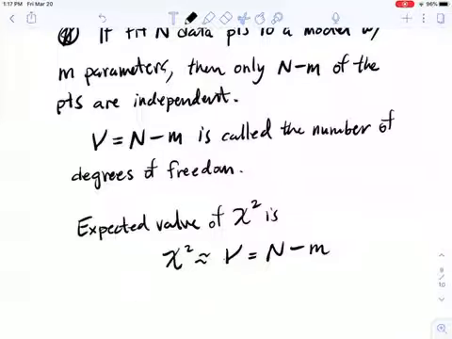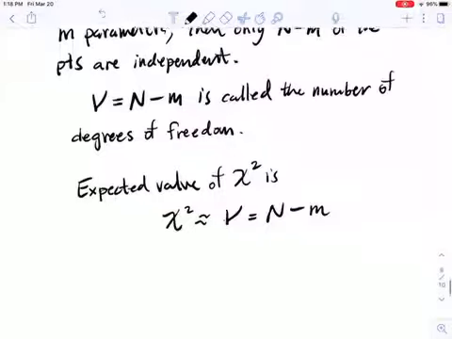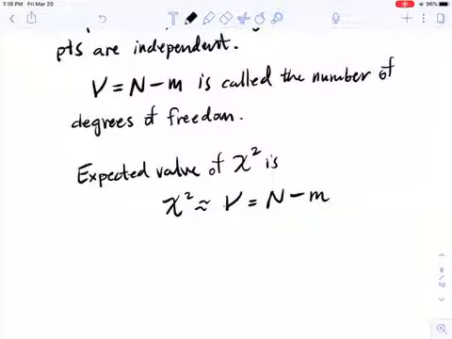So we could try this. If you did the one parameter fit to a measurement of one data point, then n is 1 and m is 1, and you expect chi-squared to be 0, and that's exactly what we calculated. If you do a two-parameter fit, m equals 2, to two data points, you expect chi-squared to be 0, and that's what we argued it would have to be.